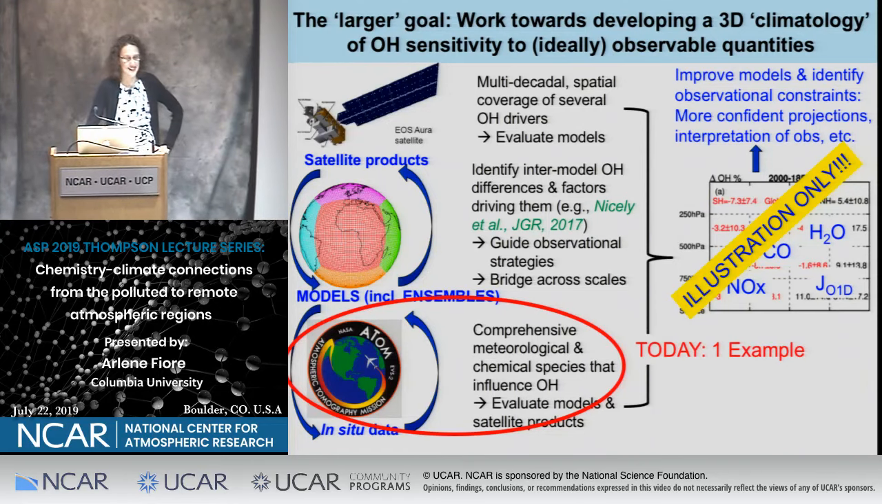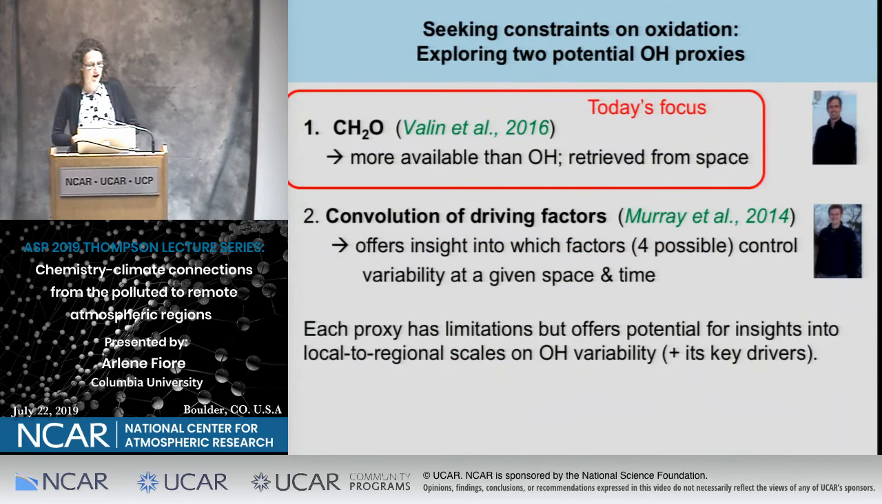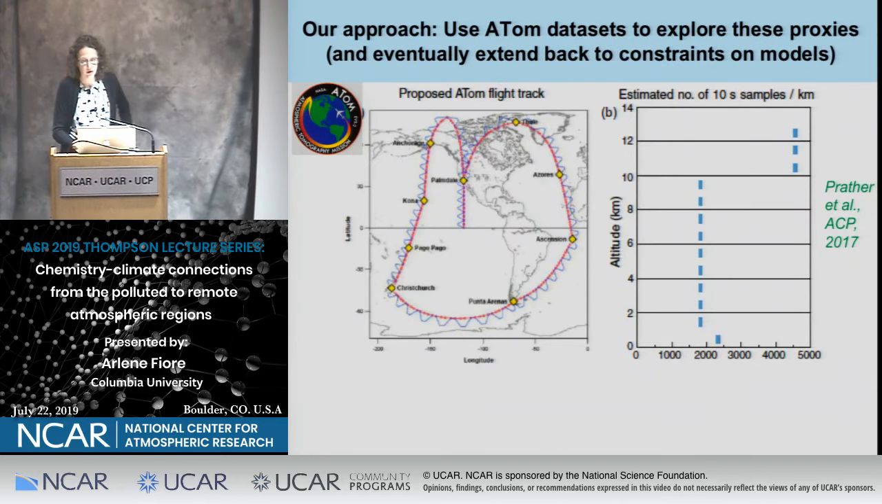Okay, so one example today from what we're thinking about. I'm going to skip this and just say that one of the proxies that we're going to focus on today was an idea originally generated with Luc Valin, a former postdoc of mine who's now at US EPA. The idea is that formaldehyde, under certain conditions, its variability should reflect variability in OH. Even though it's not the easiest molecule to measure, it's more available than OH, and it's also retrieved from space, by something like 6 different satellite instruments, maybe 7 now that TROPOMI is flying. And so our approach is to use these ATOM data sets to explore this particular proxy and eventually try to extend back to constrained models.